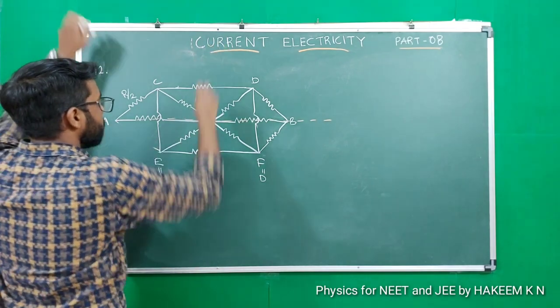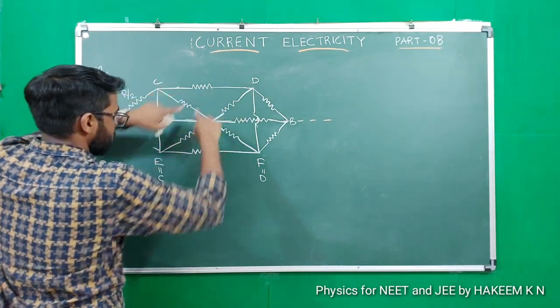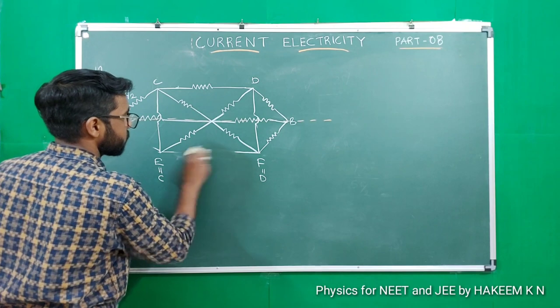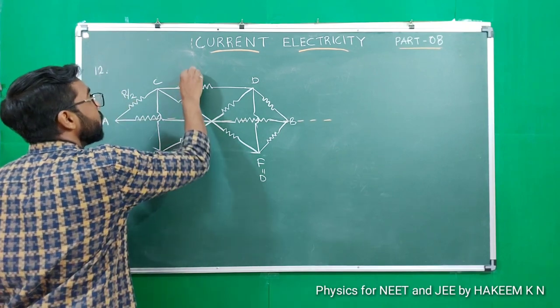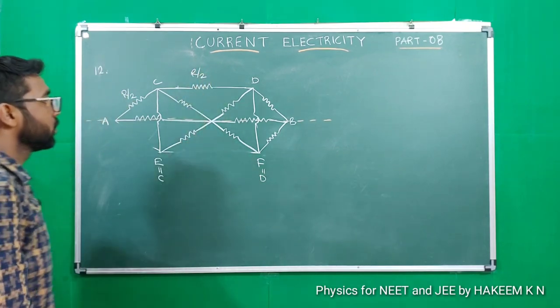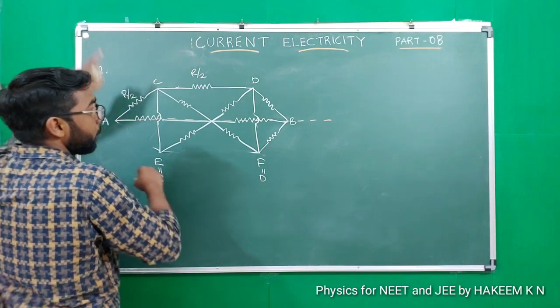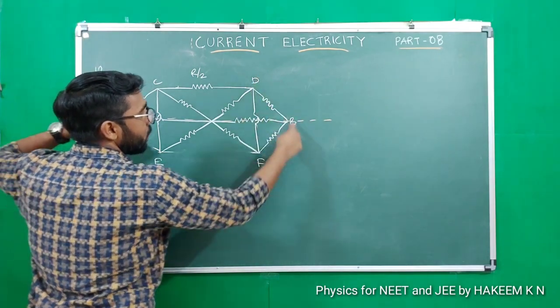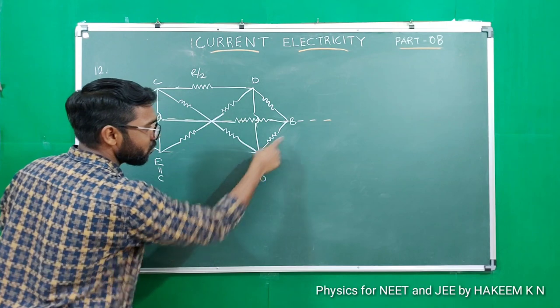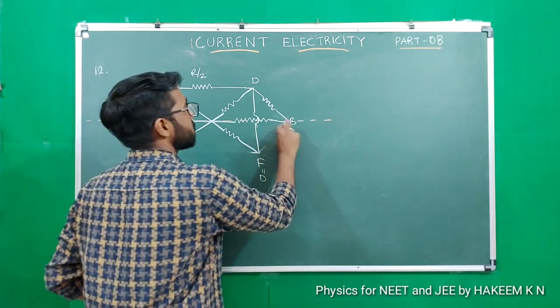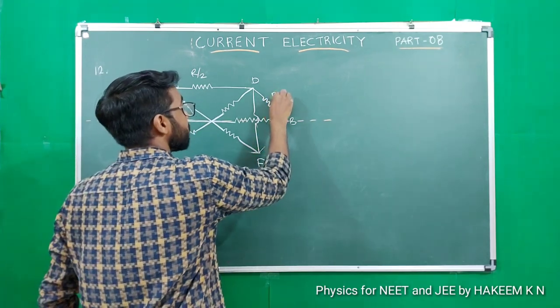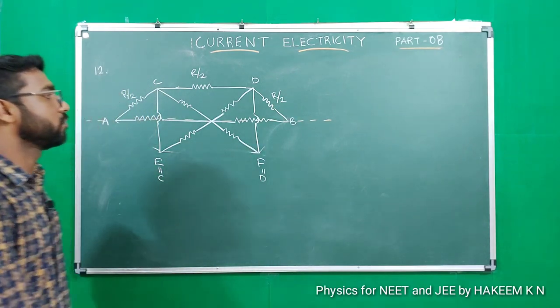Now between C and D, here is a resistance. Between E and F, here is a resistance. Parallel, then we have to write R by 2 here, effective. Now, between D and B, here is a resistance, between B and F or B and D. There are two resistances in parallel, so effective is R by 2.